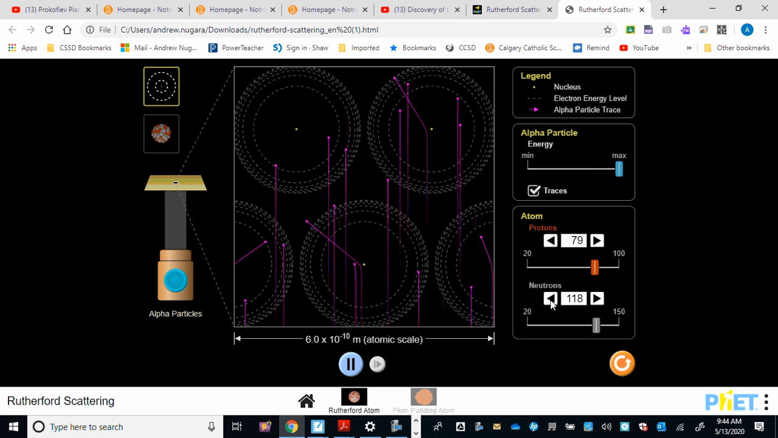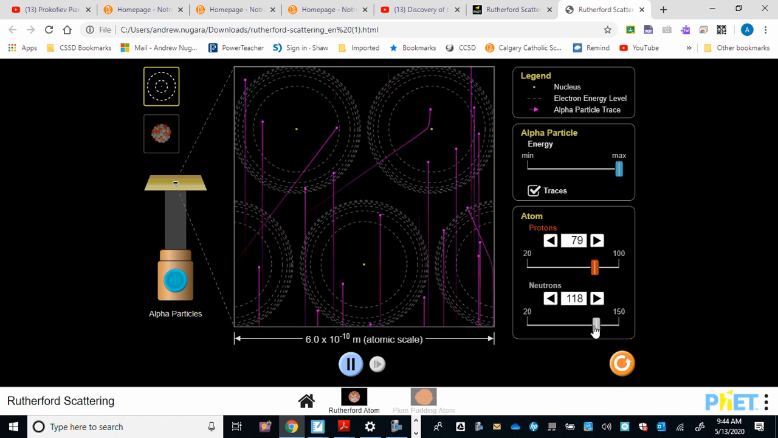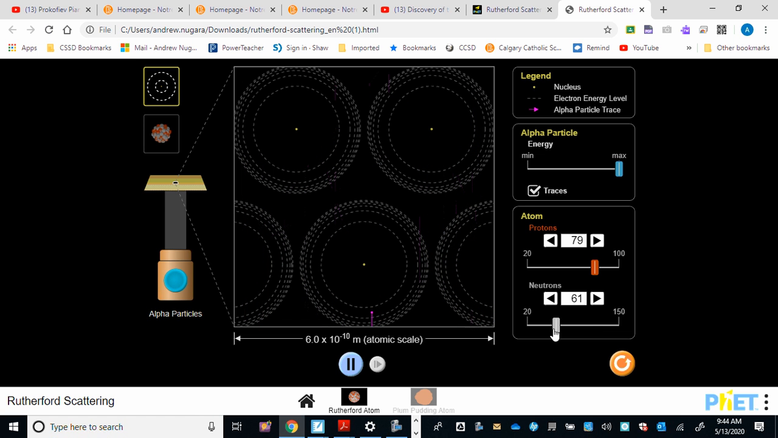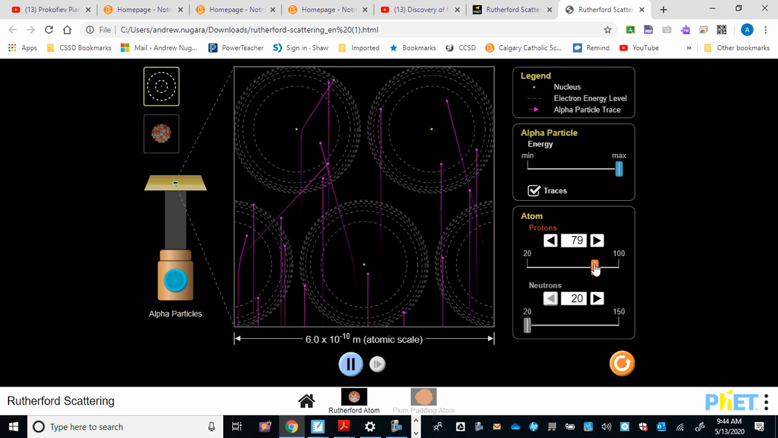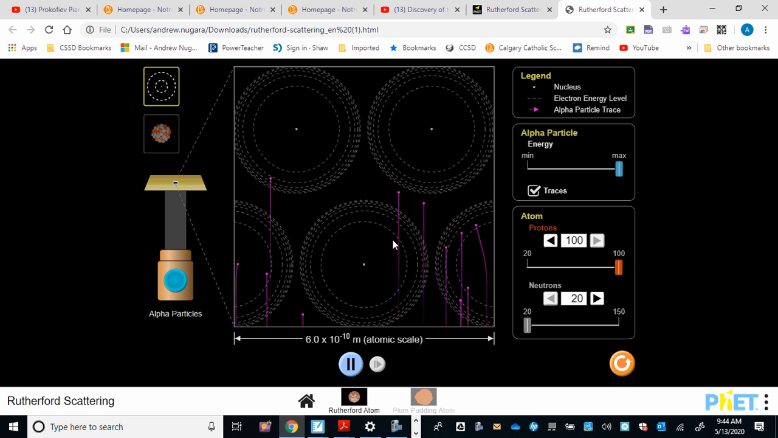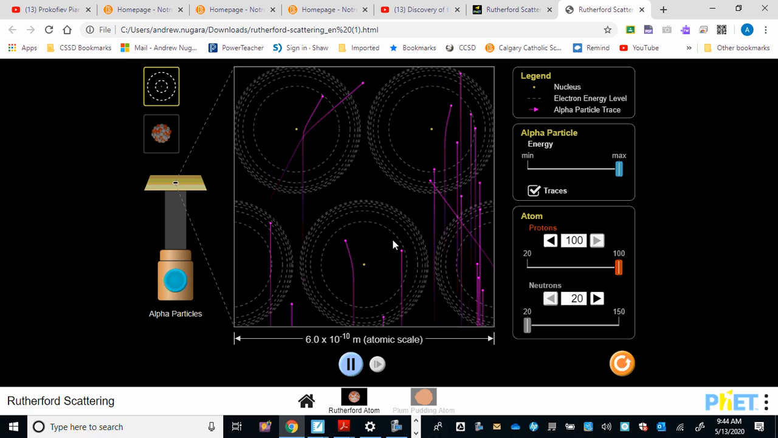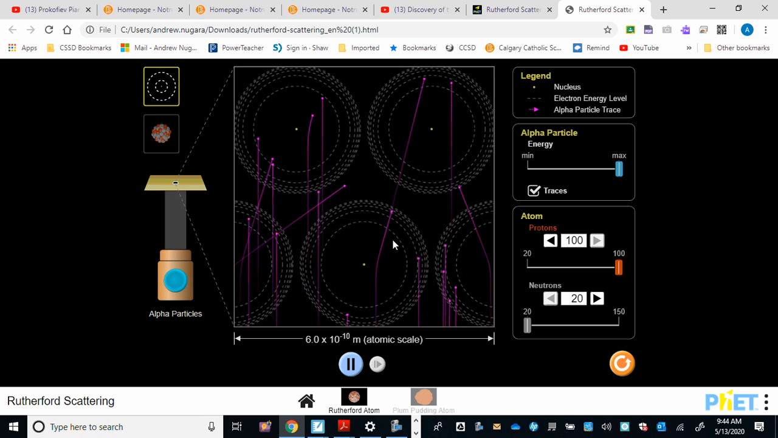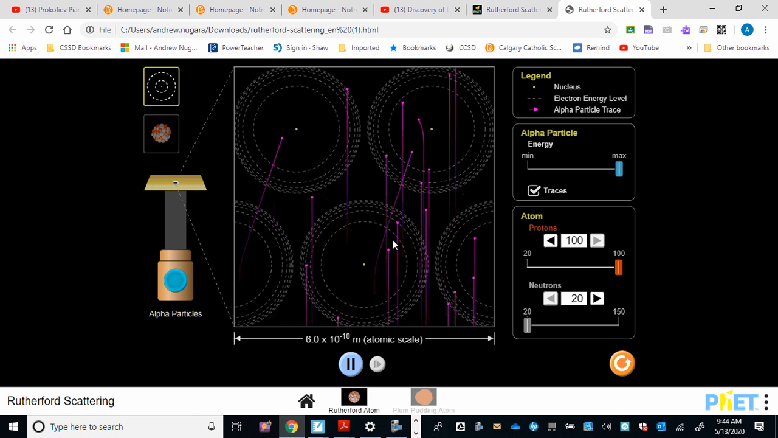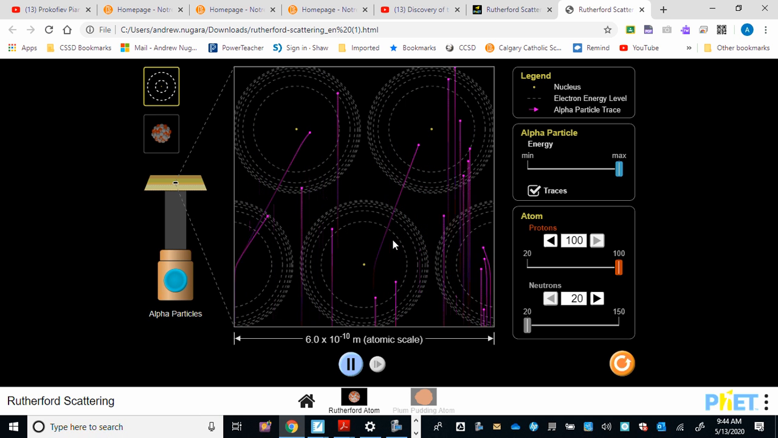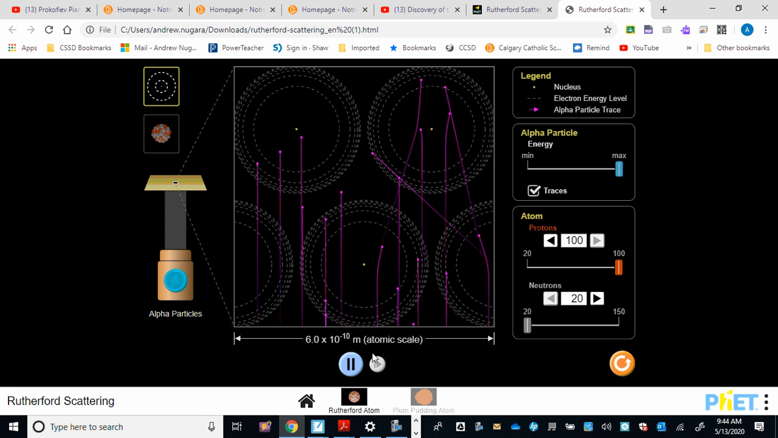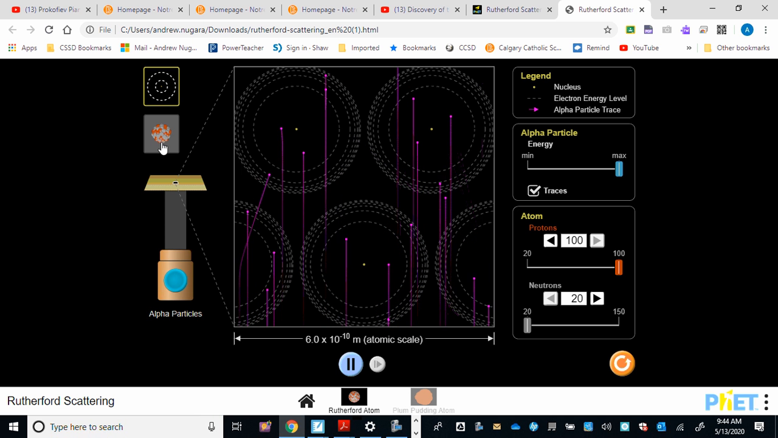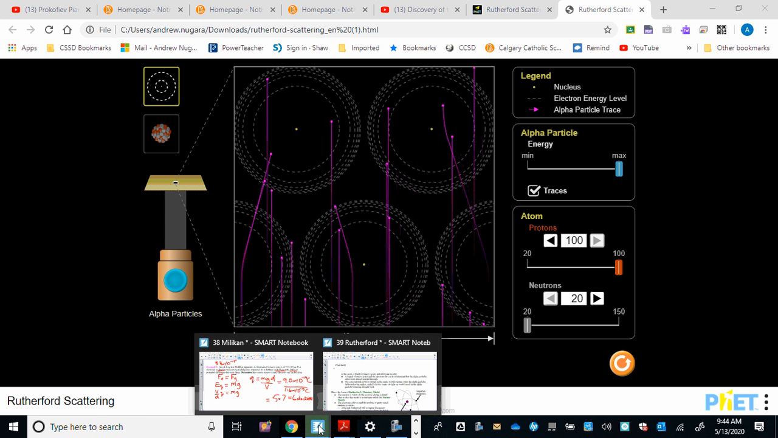Oh, and let's do this. Let's minimize the number of neutrons. So now you're going to see them deflected even more. Maximize the number of protons, because now the nucleus is all protons and very few neutrons. Okay, that wasn't as dramatic as I thought it was going to be. Anyway, there it is. Back to our lesson.